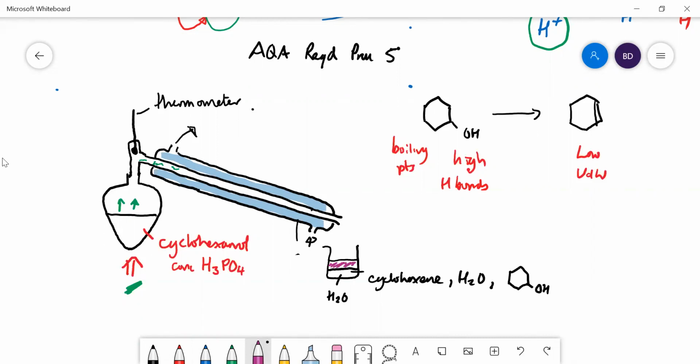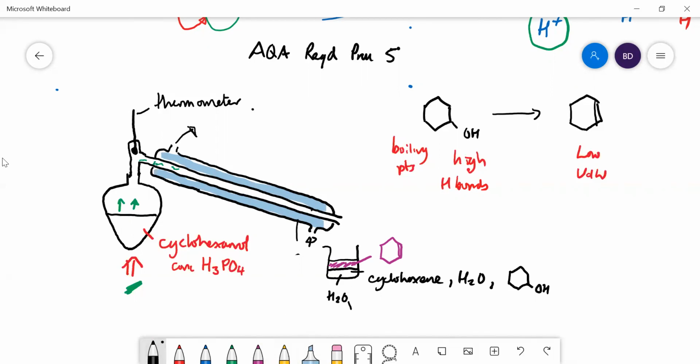It's not purple, it's colorless, but the top layer is going to be cyclohexene. That's what's going to be in there. It won't mix with water because it only forms van der Waals forces, and water of course forms hydrogen bonds, but you will get some cyclohexanol in this bottom layer.